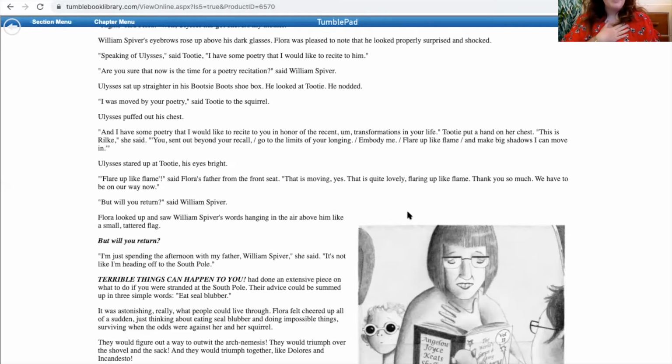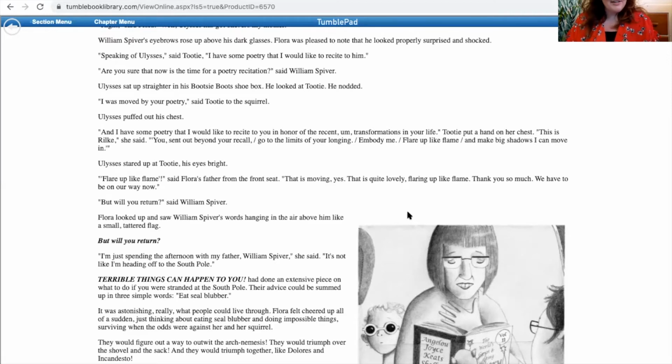"You, sent out beyond your recall, go to the limits of your longing, embody me, flare up like flame, and make shadows I can move in." Ulysses stared up at Tootie, his eyes bright. "Flare up like flame," said Flora's father from the front seat. "That is moving, yes. That is quite lovely, flaring up like flame. Thank you so much. We have to be on our way now."